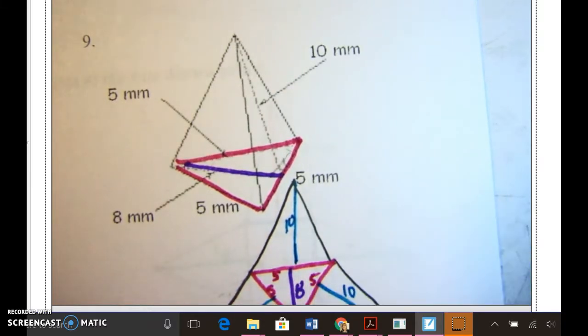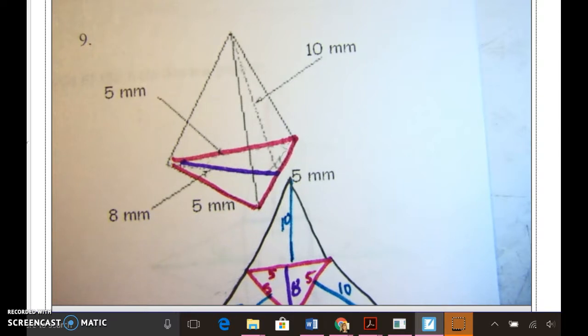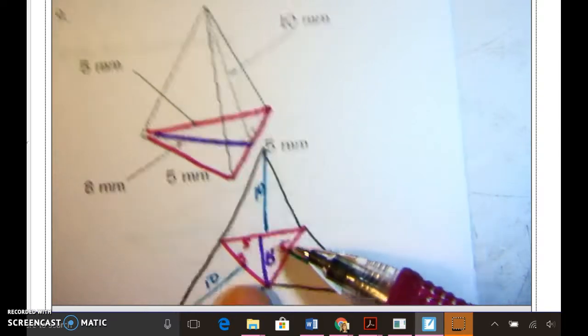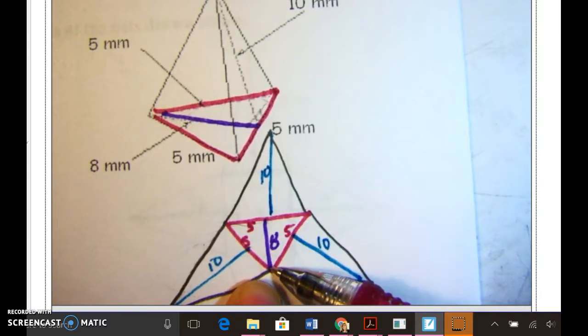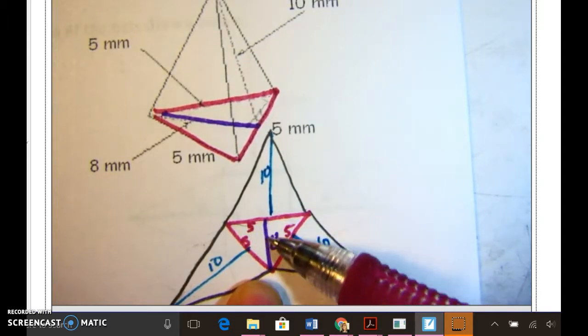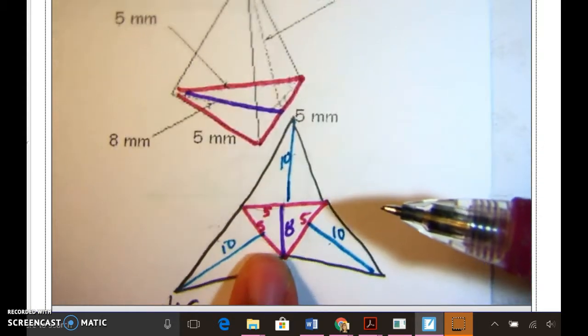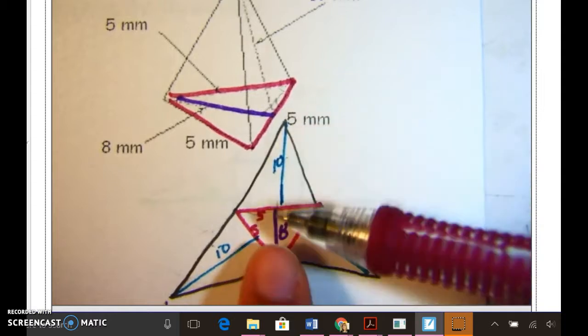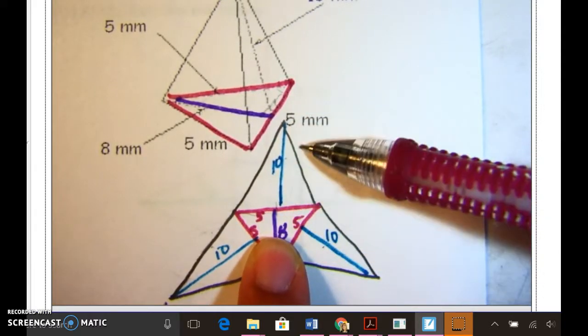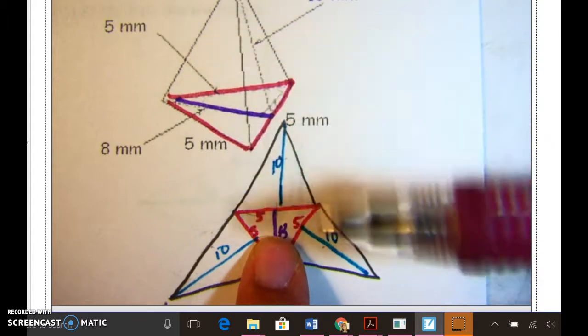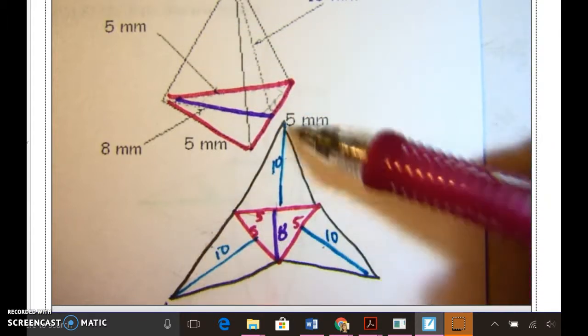So if you want to find total surface area, you want to find the area of the base, which is a triangle that has a base of 5 and a height of 8. Base times height divided by 2. Then you have 3 triangles that are identical, even though I didn't draw them to look that way. They all have a base of 5 and a height of 10. And the formula is area equals half base times height. So you can find those and add all these up.